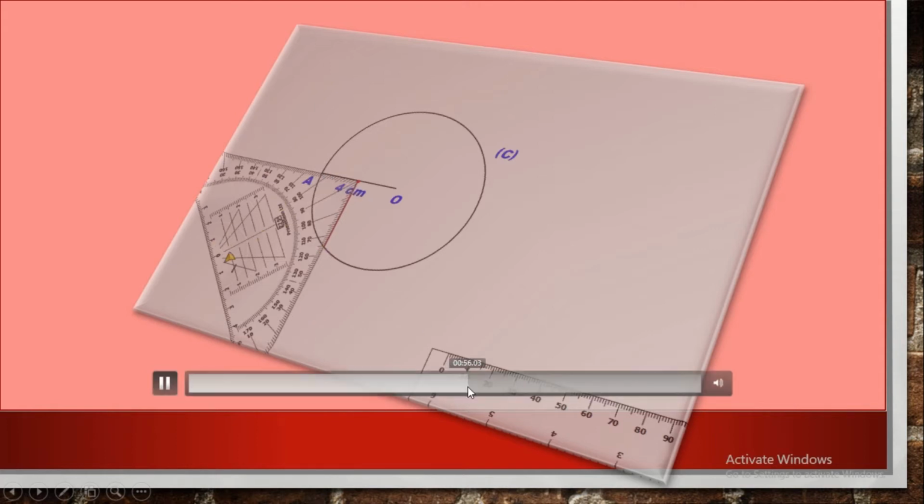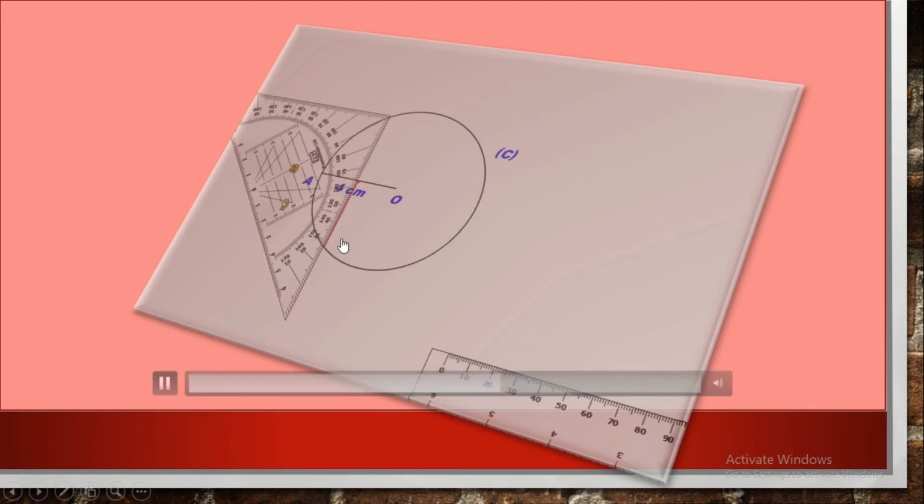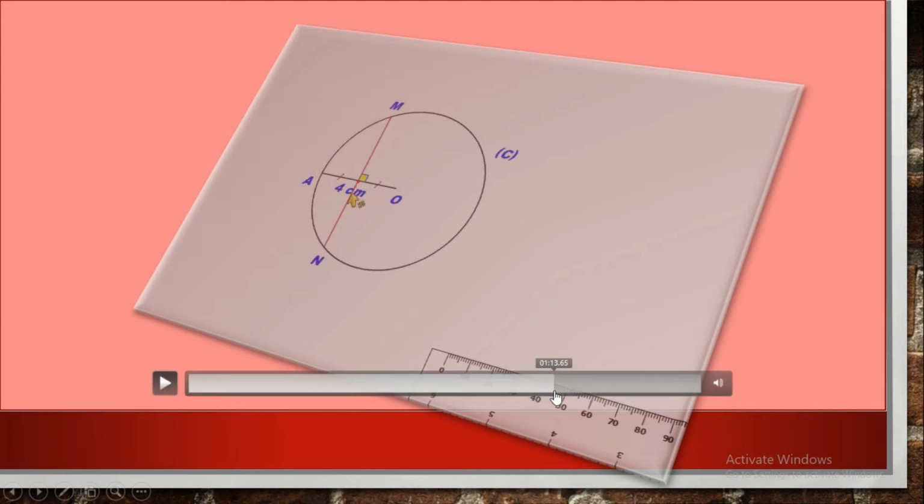Now we can produce our perpendicular bisector. We put the ruler aligned to the drawn perpendicular in order to produce it exactly. As you see, after drawing it, it cuts the circle at the points M and N. Now we need to join MA, AN, and OM since they are asking us later about the triangles OMA and ONA.